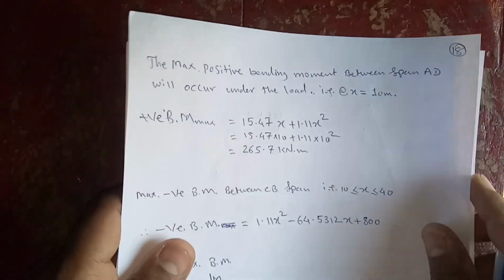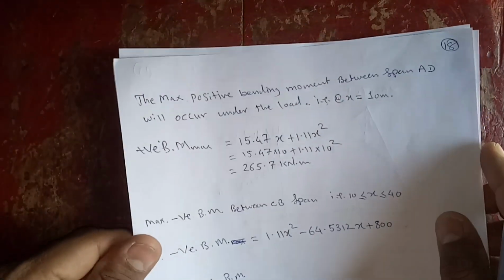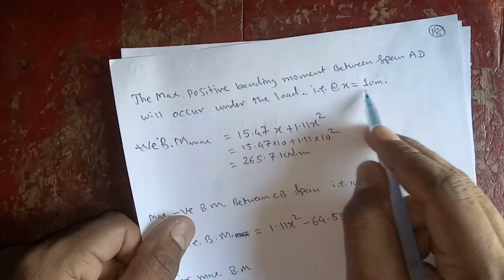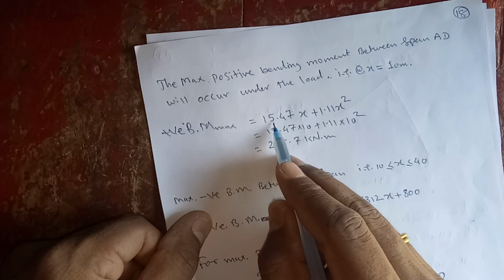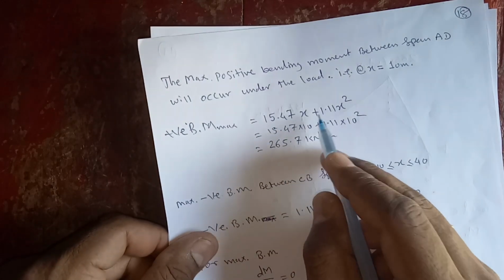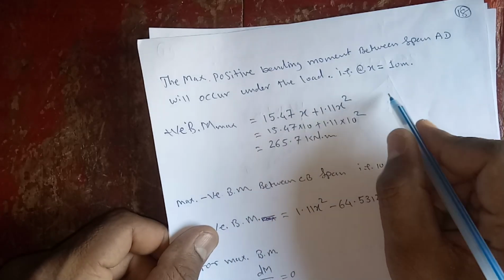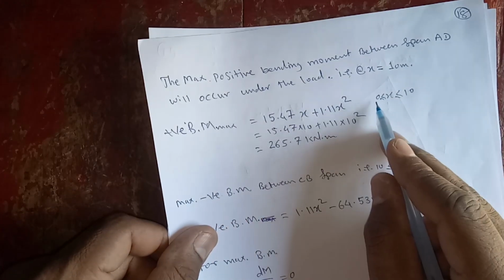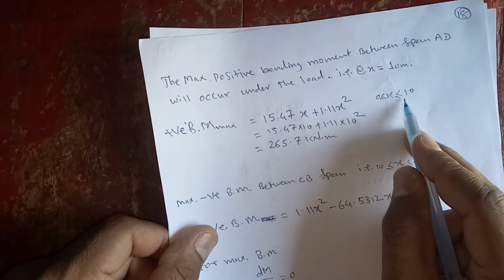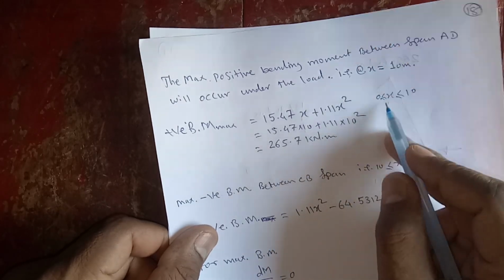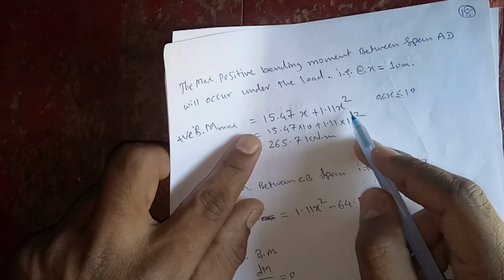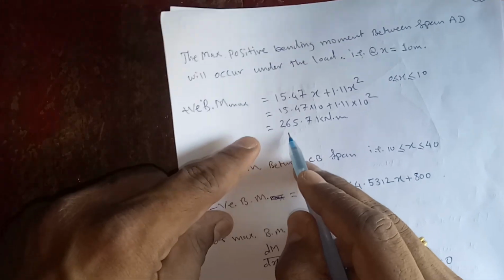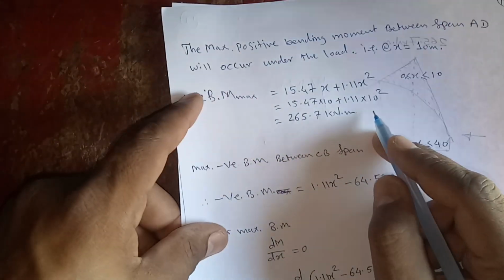Now we'll calculate the positive maximum bending moment. As I told you, this is generally maximum under the point load. The point load is acting at 10 meters, so maximum positive bending moment will be 15.47x plus 1.11x square. This is the equation that we have derived for x greater than or equal to 0 and less than or equal to 10 meters. So using both equations, you can calculate the value of the maximum bending moment under the point load, right? If you substitute x equal to 10, then what we'll get is 265.7 kilonewton meter.